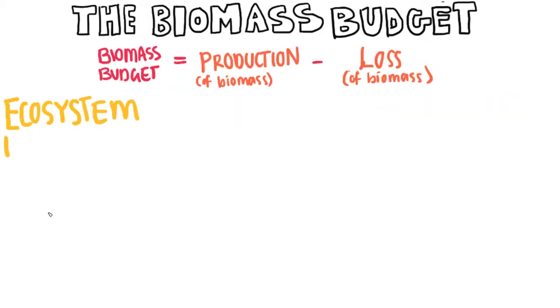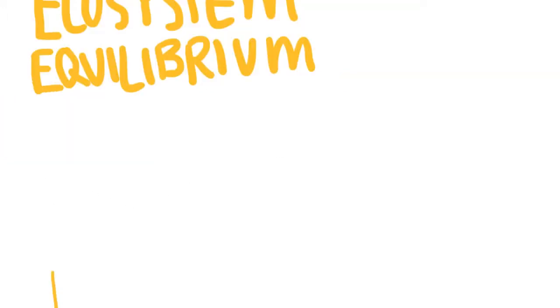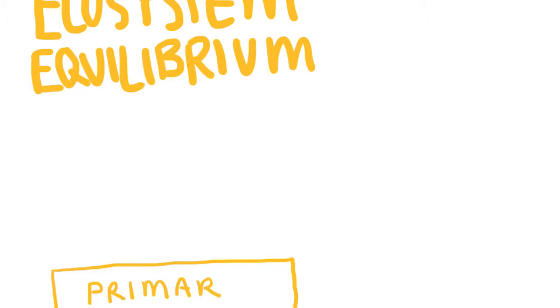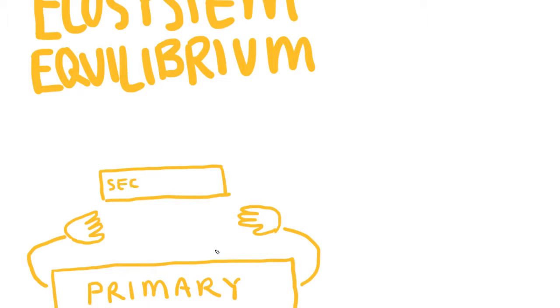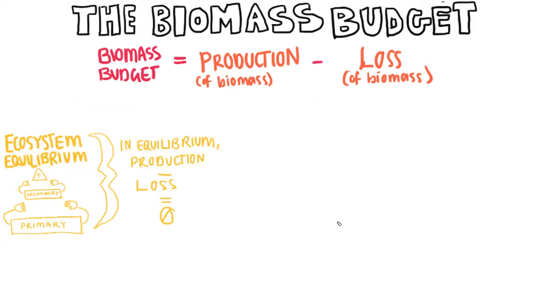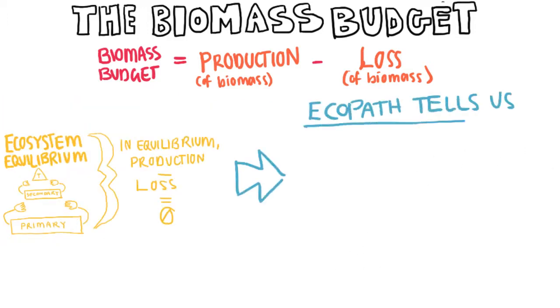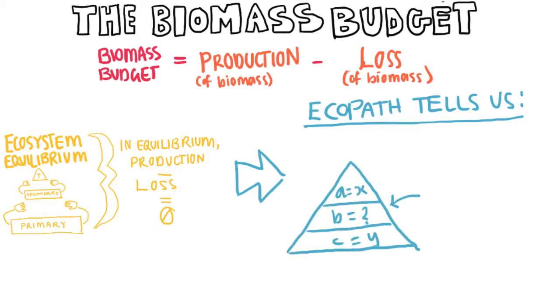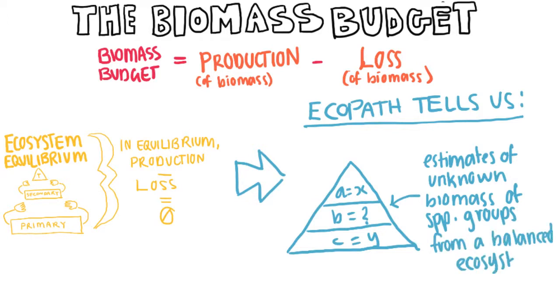Ecopath acts under the assumption that the ecosystem exists under equilibrium conditions. This means that the ecosystem is existing in a balanced state that keeps population size within a sustainable range, with enough species existing at each trophic level to sustain the entire ecosystem. If an ecosystem is balanced, biomass produced and lost are equal, meaning production minus loss equals 0. Therefore, Ecopath can tell us exactly how much biomass production and loss is needed within species groups in order for an ecosystem to maintain an equilibrium state, and can thereby allow us to estimate unknown biomass of a certain species group that would be expected in a balanced ecosystem.